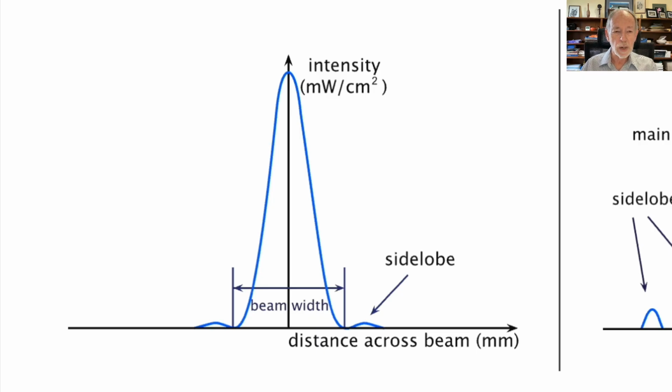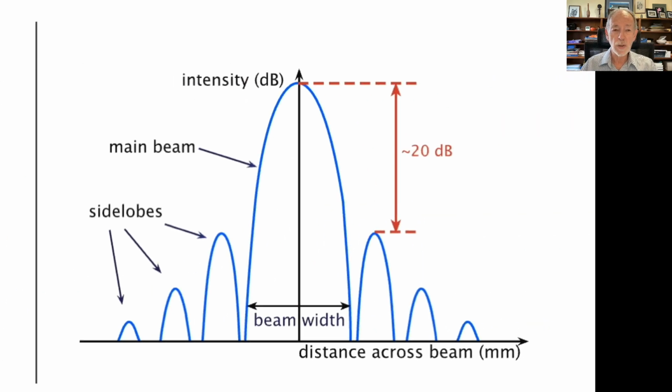To make the side lobes more evident, on the right, I have plotted the exact same profile, but using a logarithmic scale, which emphasizes the low-level side lobes relative to the main beam. Importantly, there are two things we can see. There are multiple side lobes, and they are quite weak compared to the main beam. In particular, the first side lobe either side of the main beam is approximately 20 decibels, or a factor of 100, times weaker than the main beam. So the side lobes are 20 decibels or more below the main beam in their intensity.